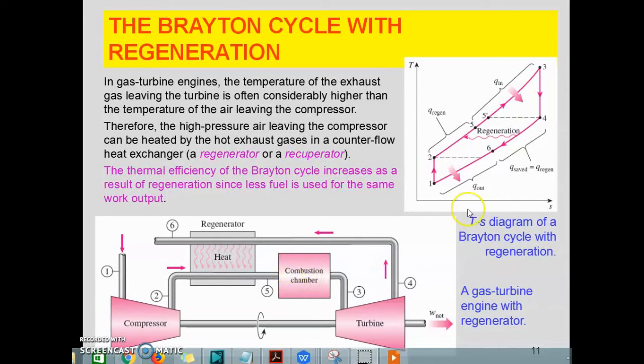Okay, so here is the TS diagram, how it looks when the Brayton cycle implements regeneration. If you look here, this is the portion of regeneration. Without regeneration, this portion exists, which means that state 4 is at this location, and state 5 is state 2. When there is regeneration, the area of the TS diagram is increased. When the area of the TS diagram, or the net work, increases, at the same time the thermal efficiency is also increased.